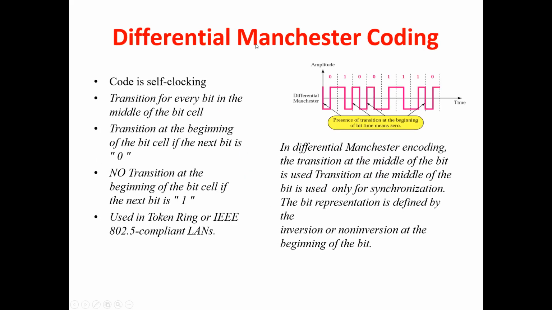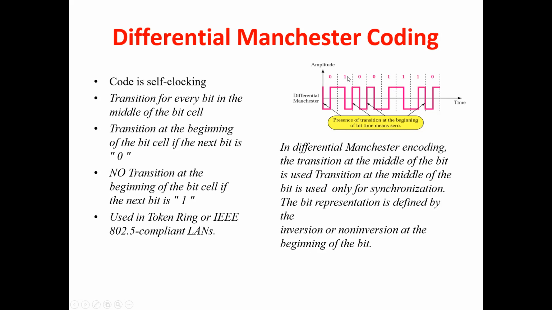Next is the differential Manchester encoding. In differential Manchester, the presence of a transition at the beginning of the bit time means 0. There is a transition in the middle of every bit cell. There is a transition at the beginning of the bit cell if the next bit is 0, and no transition at the beginning of the bit cell if the next bit is 1.